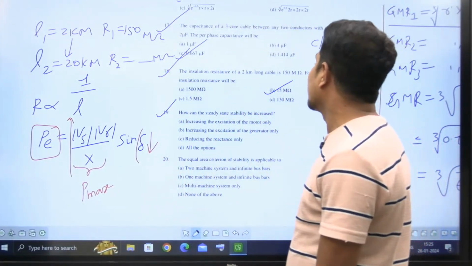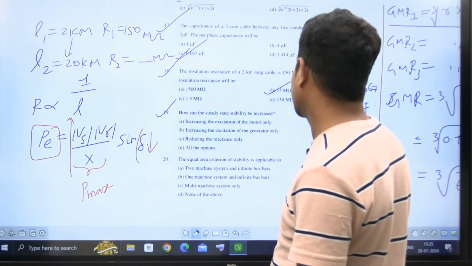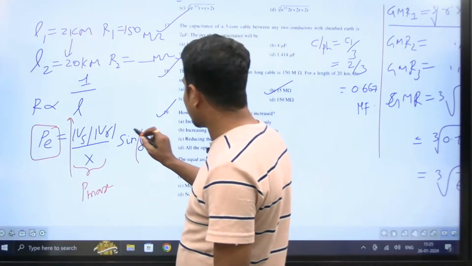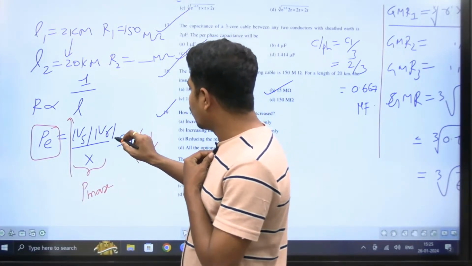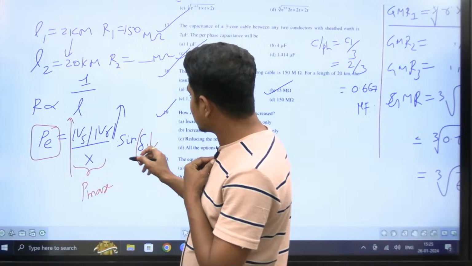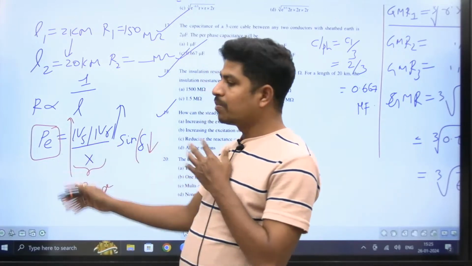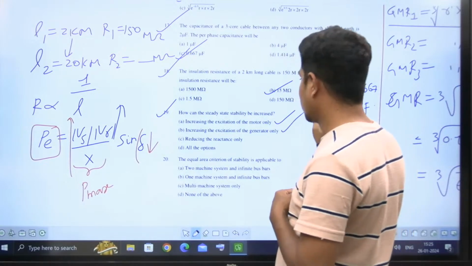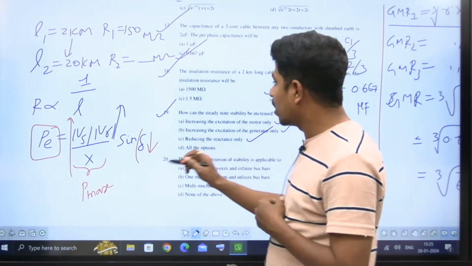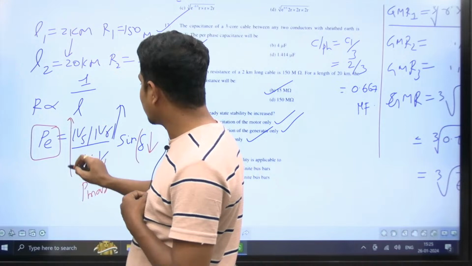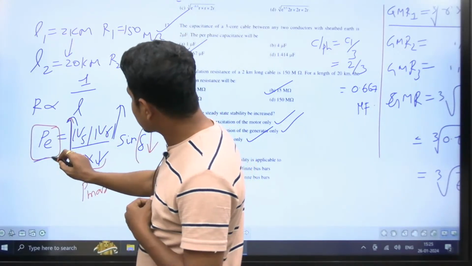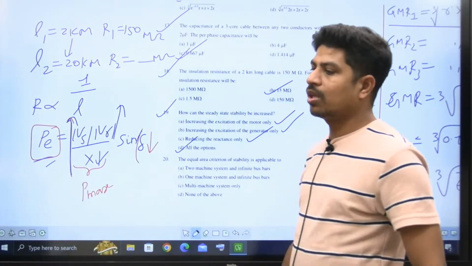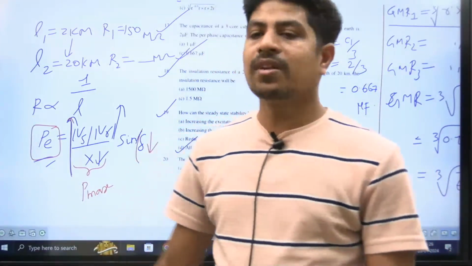What are the options? Increasing the excitation of the motor only. If I increase the excitation, obviously voltage will increase. If voltage is increasing, obviously Pmax will increase, then delta will decrease while P remains the same. Option A is correct. Increasing the excitation of the generator only is also correct. Reducing the reactance only is also correct. If you reduce the reactance, then obviously Pmax is going to increase, so to keep P constant, delta will decrease. So all the given options are correct for the given question.